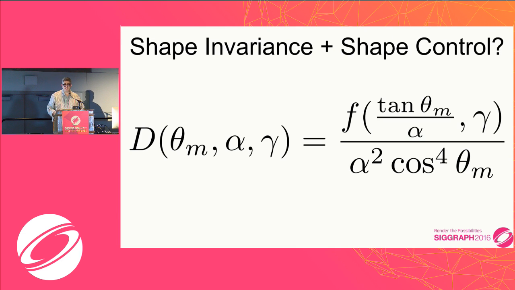And we want an NDF, ideally, that, like GTR, has some parameter like gamma to change its shape. But unlike GTR, for every given value of gamma, we want it to be shape invariant with respect to its roughness parameter, alpha. And there's really no NDF like that in current production use.